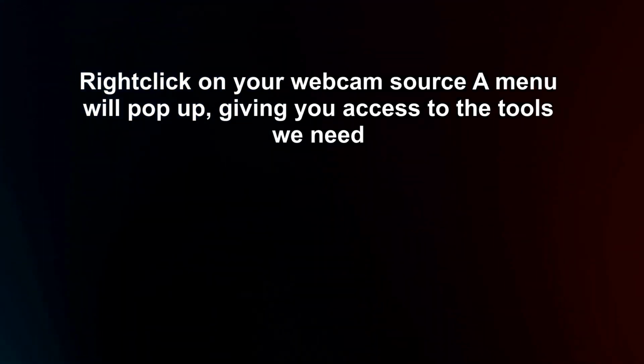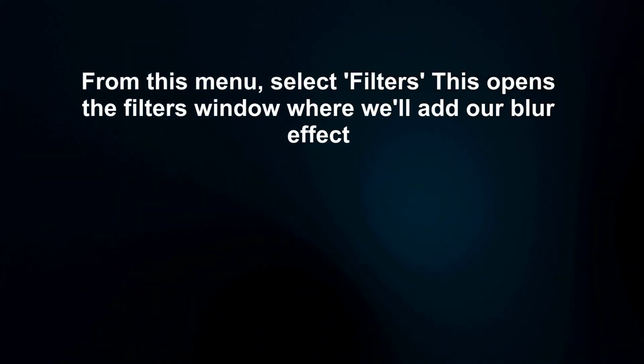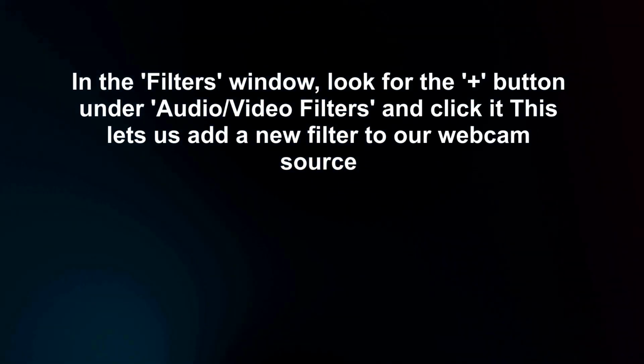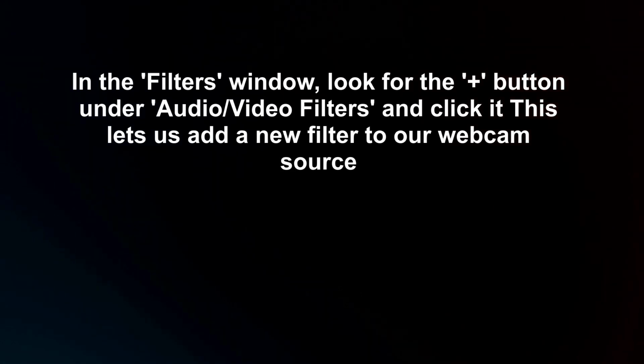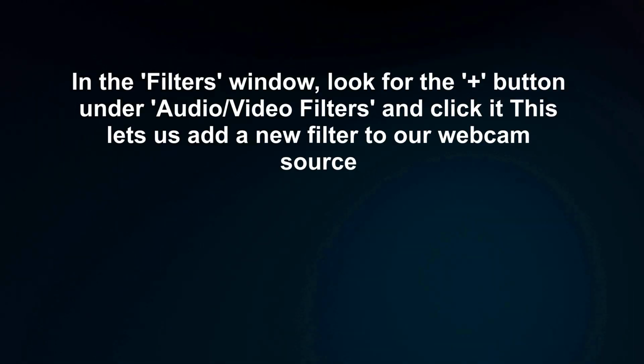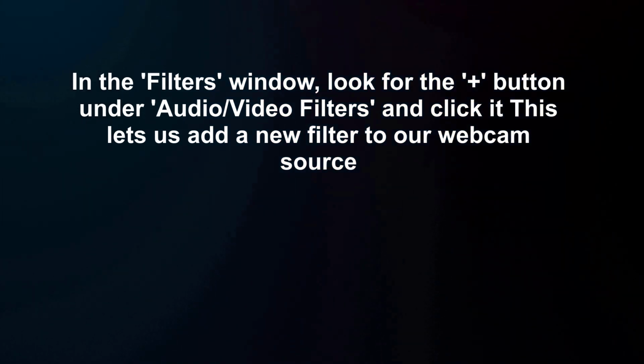Right-click on your webcam source. A menu will pop up, giving you access to the tools we need. From this menu, select Filters. This opens the Filters window where we'll add our blur effect. In the Filters window, look for the plus button under Audio, Video Filters and click it. This lets us add a new filter to our webcam source.